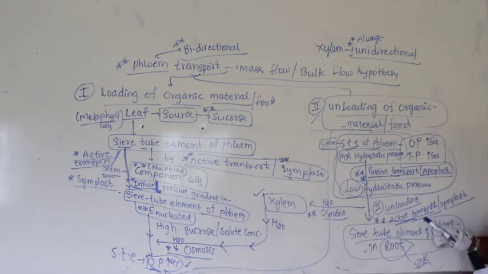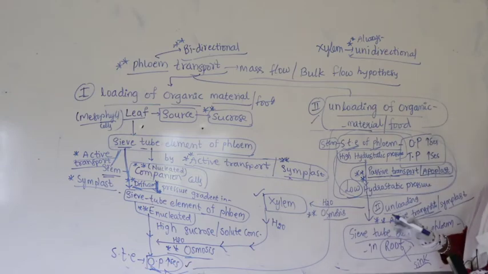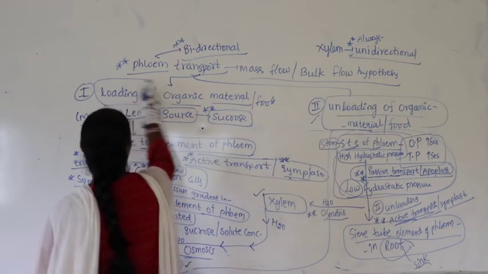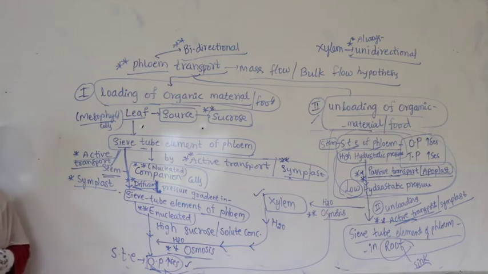So, once the food moves to the sieve tube element of the phloem within the root, again the water goes back to the xylem. So, these are two important steps. One is loading of organic material, the other is unloading of organic material. I hope everything is clear here. Let us do a quick revision.